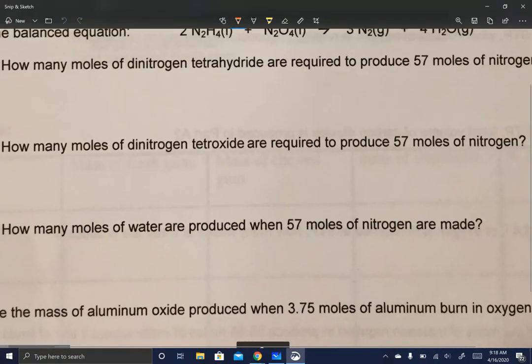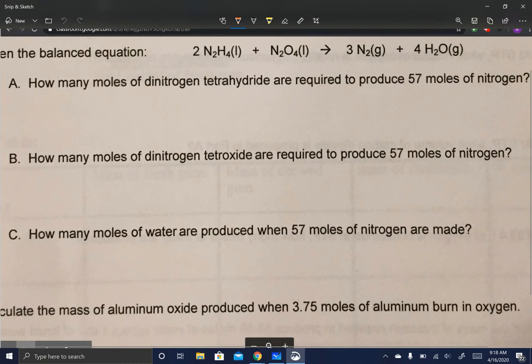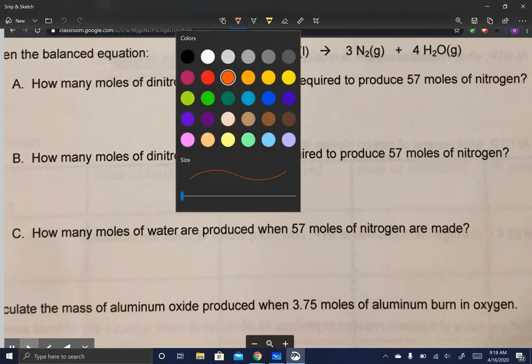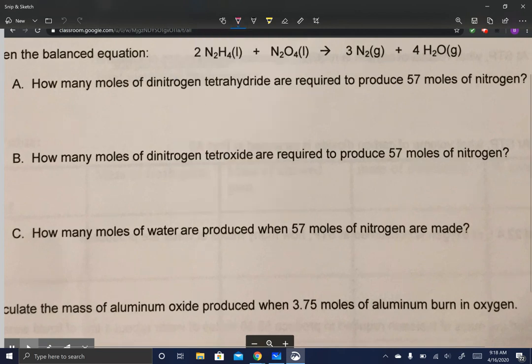All right. So 2. How many moles of dinitrogen tetrahydride? So let's go back to, we'll use this color. So dinitrogen tetrahydride and 57 moles of nitrogen. So dinitrogen tetra means 4. That's this one. And then nitrogen is N2. So how many moles of this stuff if we want to make 57 of that?